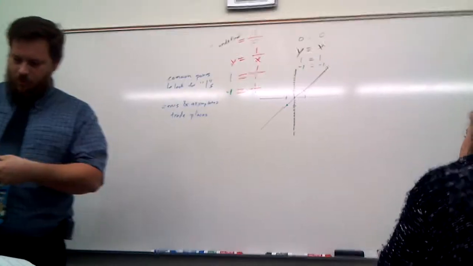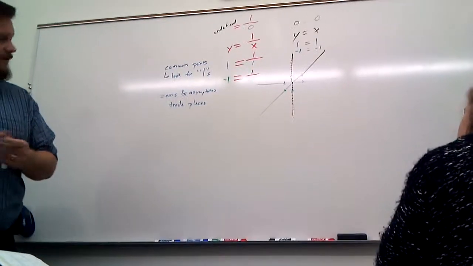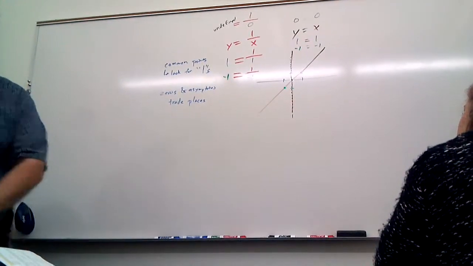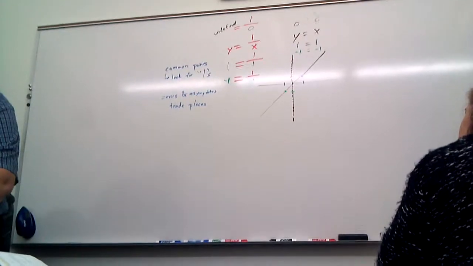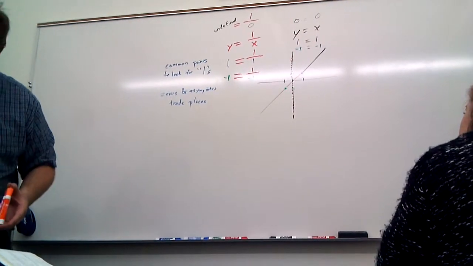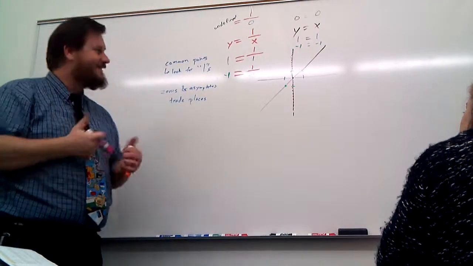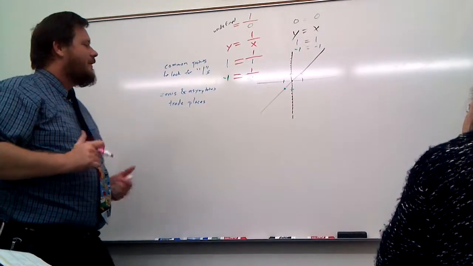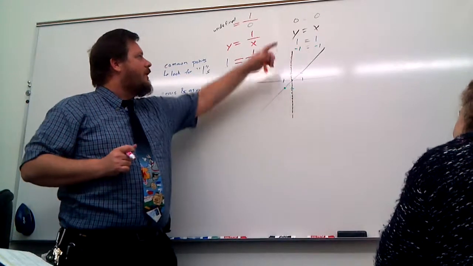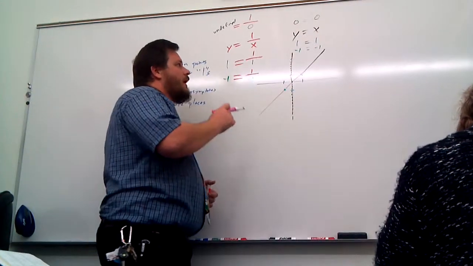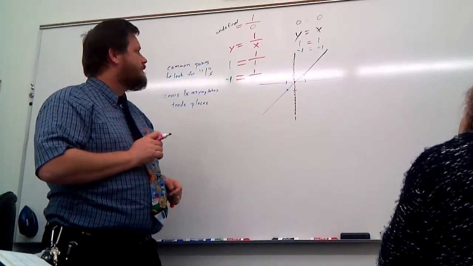Okay, so zeros and asymptotes trade places. Now, there's one other thing that happens with these. Pink and orange. Purple. That should work. In this function here, what happened?